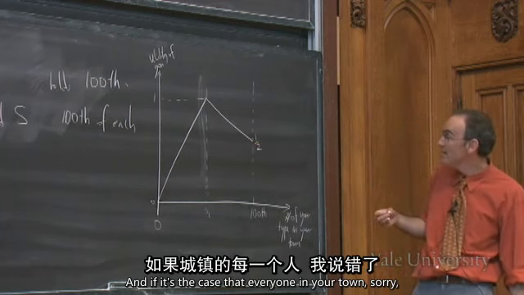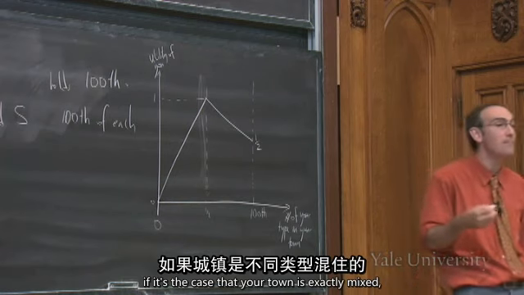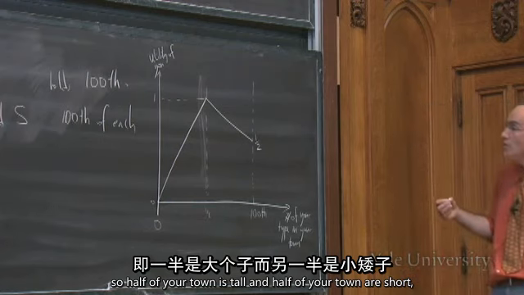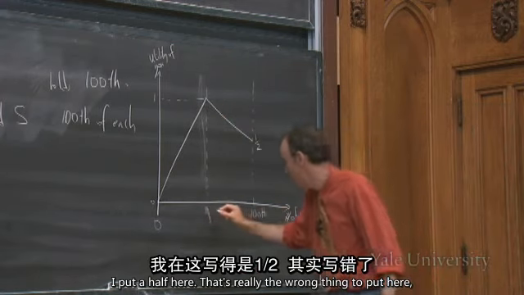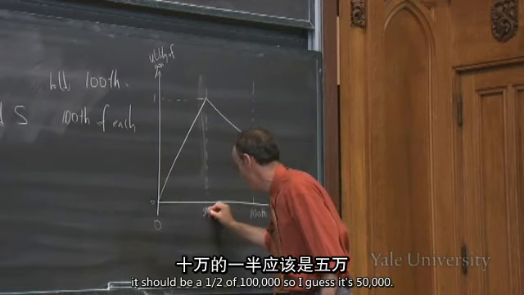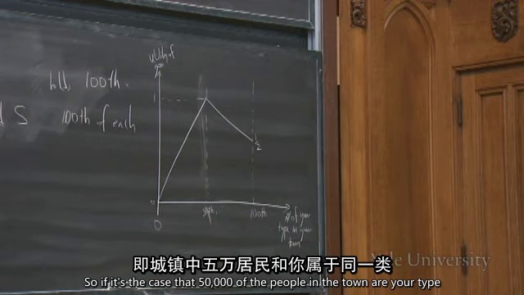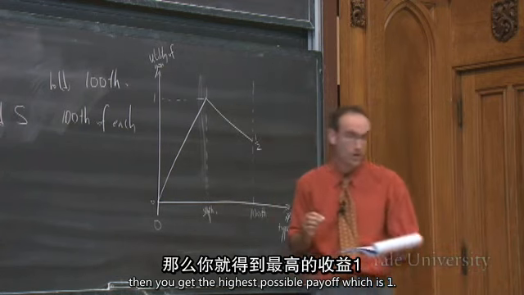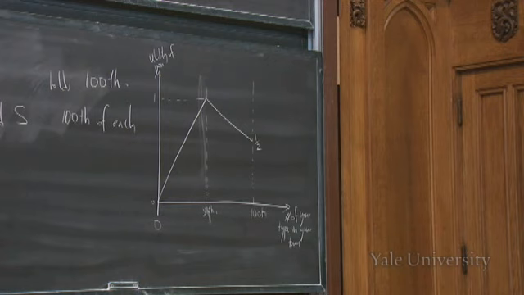And if your town is exactly mixed, so half of your town are tall and half of your town are short, then you get a payoff of 1. And I put a half here. That's really the wrong thing to put here. This should be a half of 100,000. So it's 50,000. So if 50,000 of the people in the town are your type and 50,000 are the other type, then you get the highest possible payoff, which is 1. We're going to assume that each and every one of you has this payoff. That makes sense?